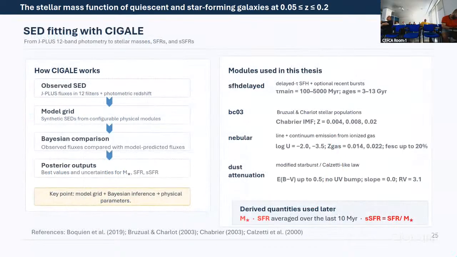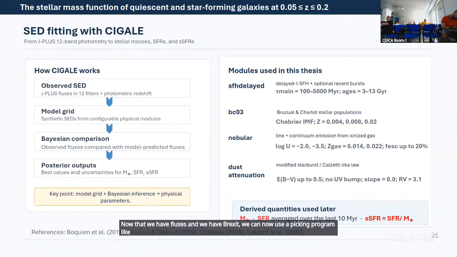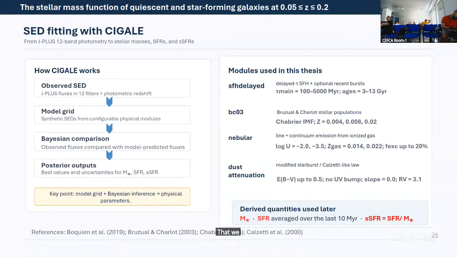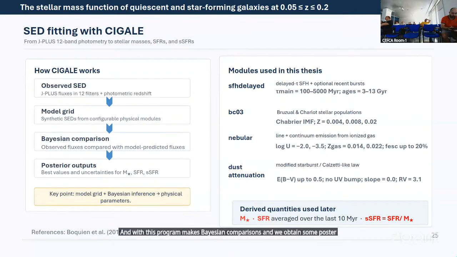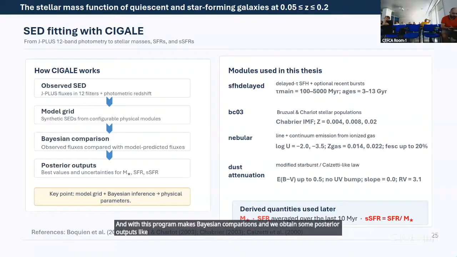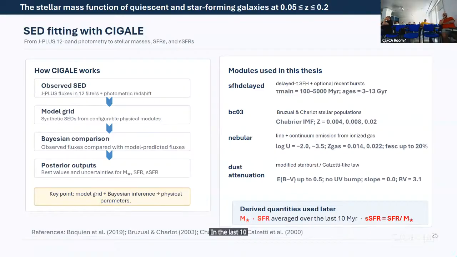Now that we have fluxes and we have redshift, we can use a fitting program like CIGALE, where we set a model grid with different modules. With this program, it makes Bayesian comparisons, and we obtain some posterior outputs like stellar masses, star formation rates in the last 100 mega years, and the specific star formation rate, which is basically the division of these quantities.